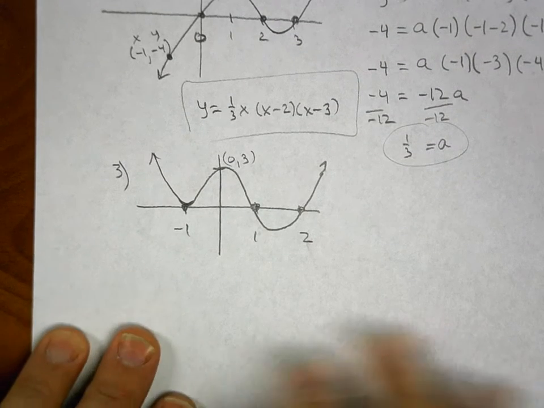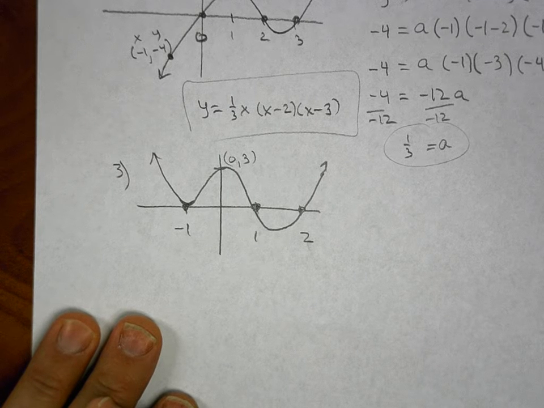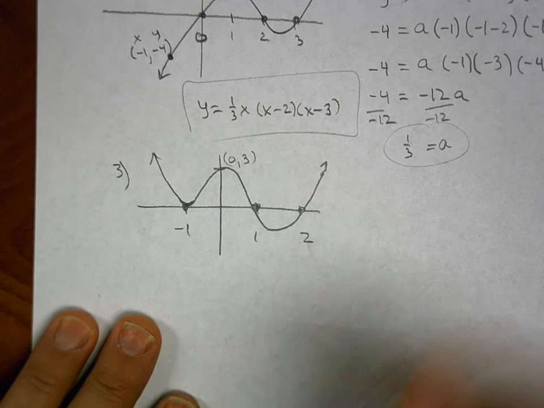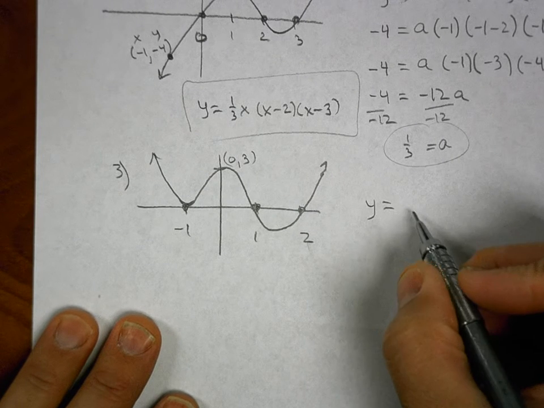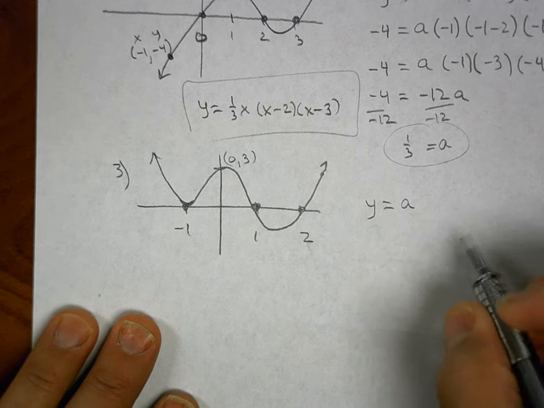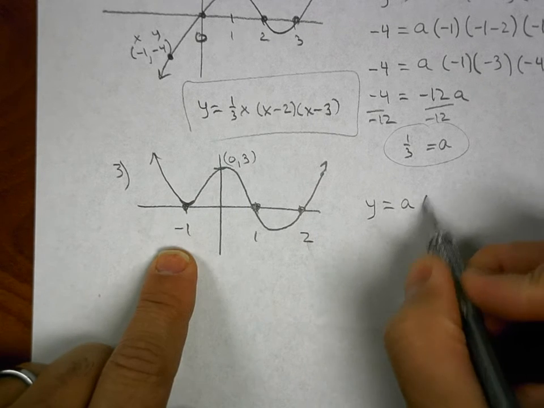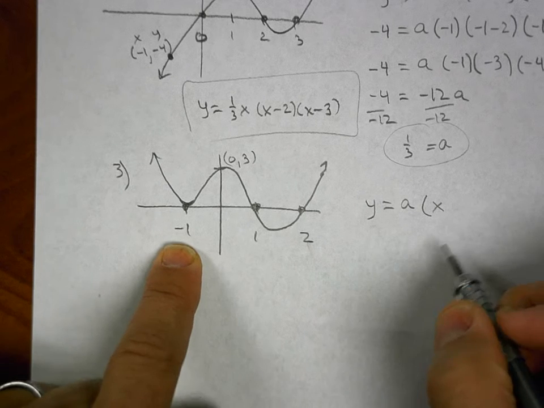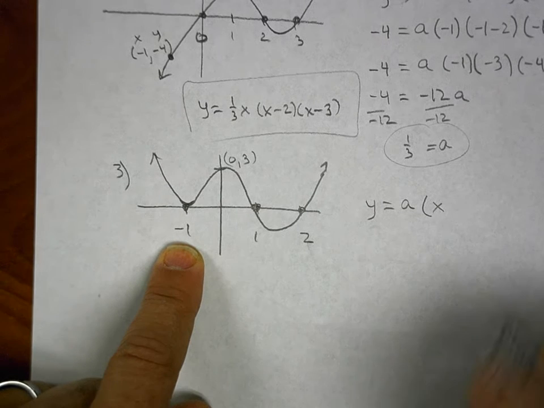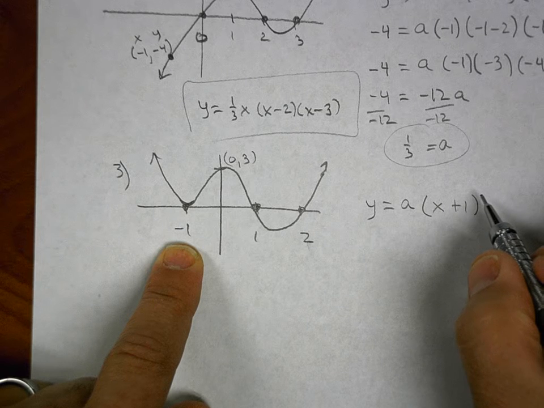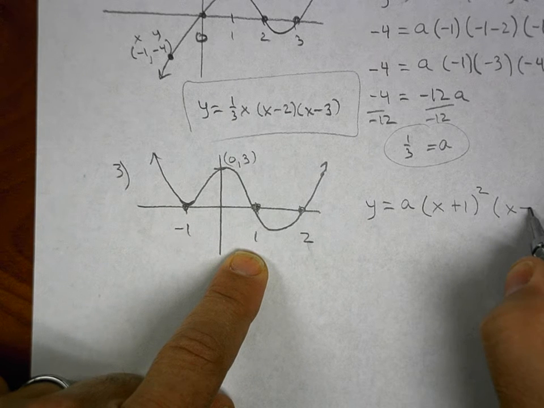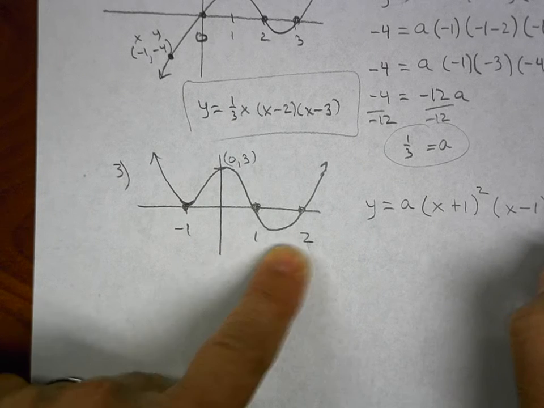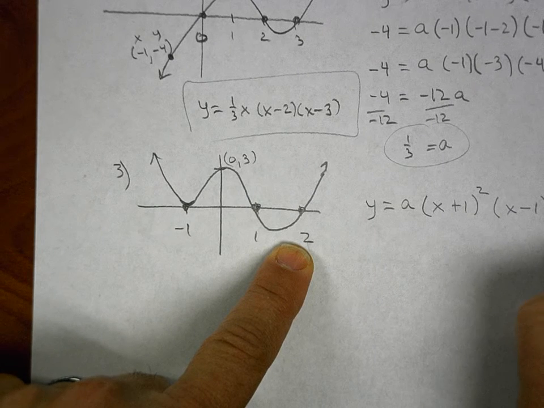So let's write the equation. So same idea. Okay, so y equals, we don't know the a value, but we're going to find it. Okay, let's start writing the equation. So we have x plus 1 to the what power? Second power, right, because it bounces, times x minus 1 times x minus 2. There we go.